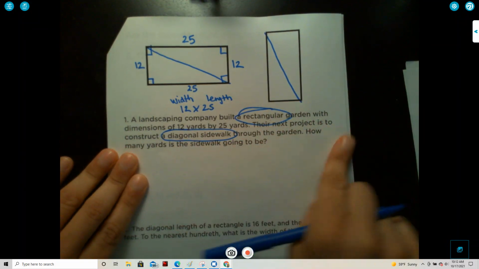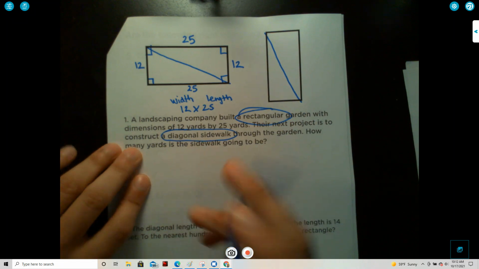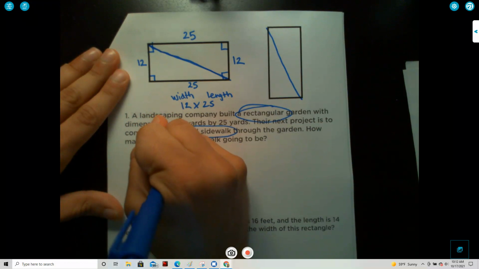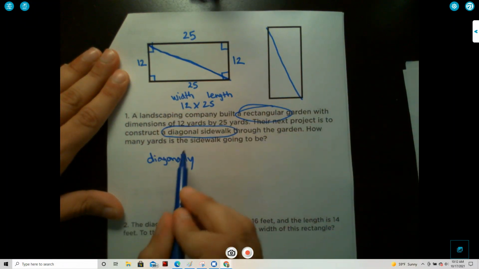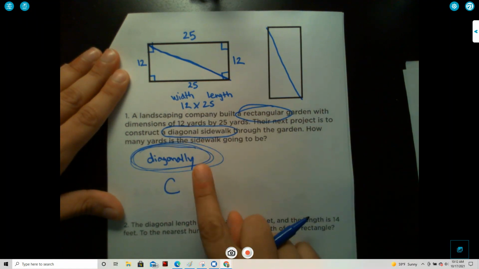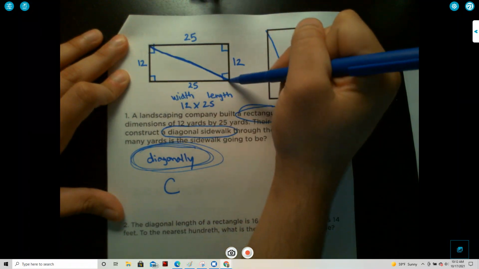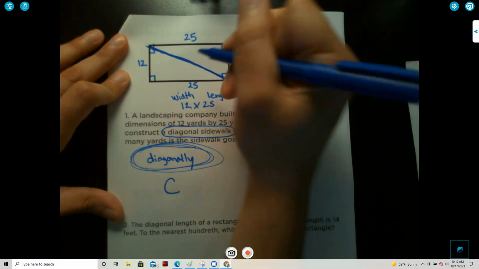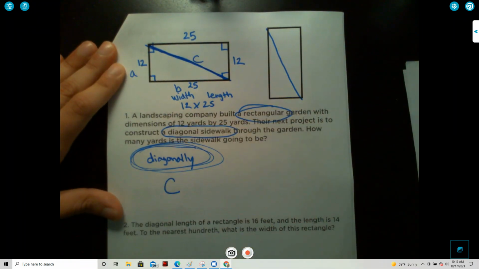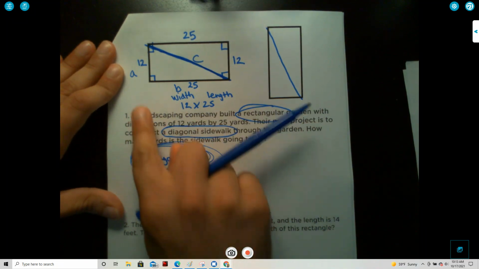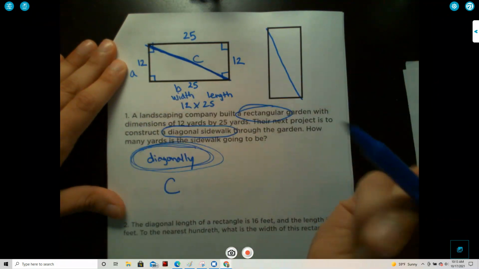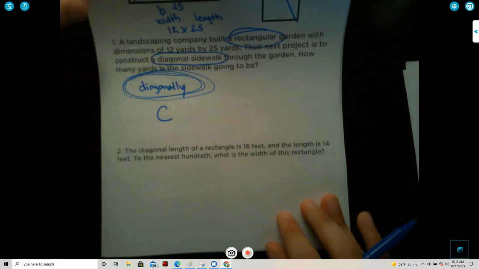Okay, so they tell us the next project is to construct a diagonal sidewalk. So this diagonal right here is the sidewalk. Remember what I said about the word diagonal or diagonally? Whatever number is associated with that word diagonally, it is the C variable. So always remember that, because diagonal is always slanted like that, so that's going to be your C variable. And then the length and the width are going to be your A and your B. So always keep that in mind. Okay, and then from here, if it's asking for the diagonal length, you'll use Pythagorean theorem, just like on the other problems. That's the same formula you'll use.